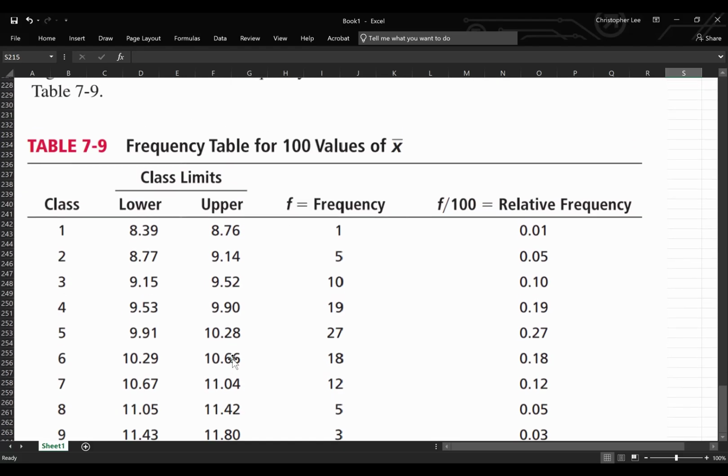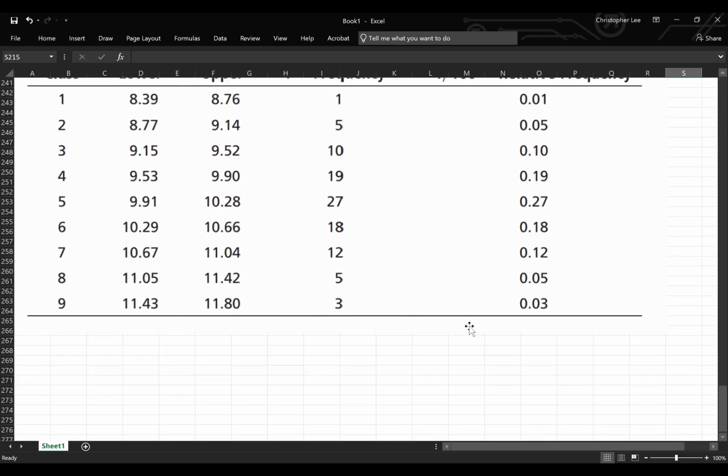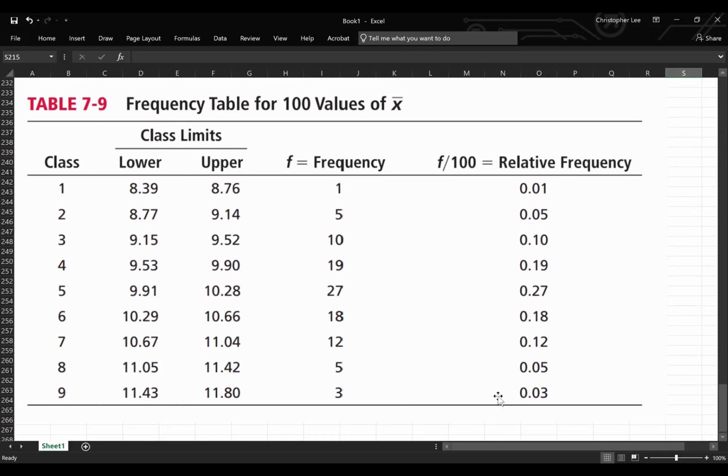Bam, bam, bam. We have our frequency numbers. Remember, the frequency is the count of how many means fell in between this range right here, right? And then we have our relative frequency, right? Which is you take each frequency, you divide it by the total of everything, and that's how you get the relative frequency. Okay, good stuff. Nice little blast from the past.